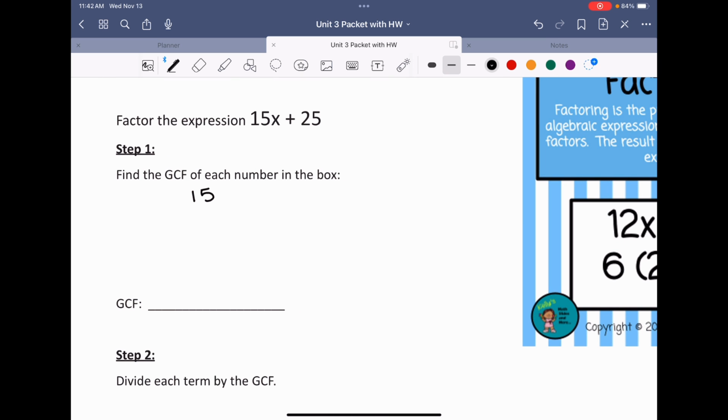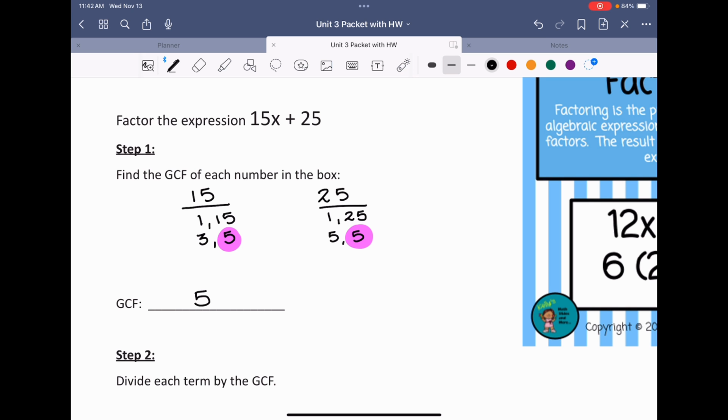So I'm going to set it up like we did our first set of problems. So 15, 25. So 1 and 15, 3 and 5. That's it. 1 and 25. 2 does not go into 25. 3 does not go into 25. 4 does not go into 25. 5 does. 5 times 5. I'm going to find the greatest common factor. The largest number that goes into both of those is 5. So the GCF is 5.